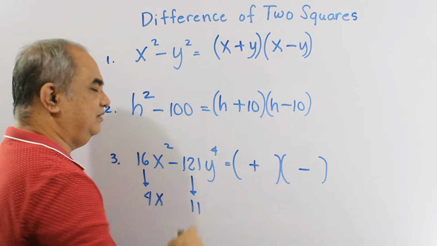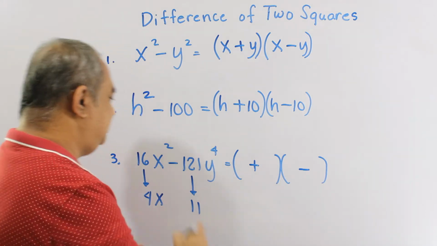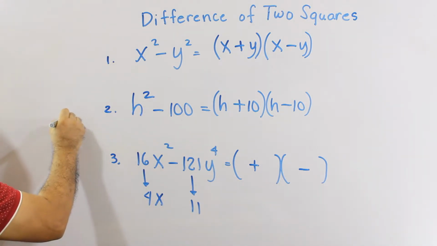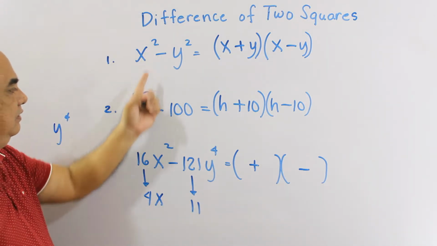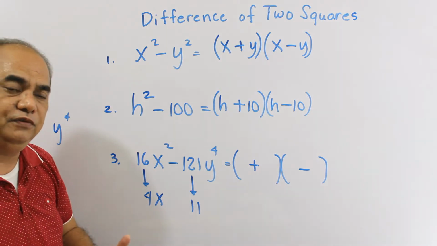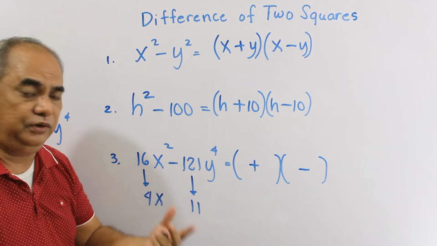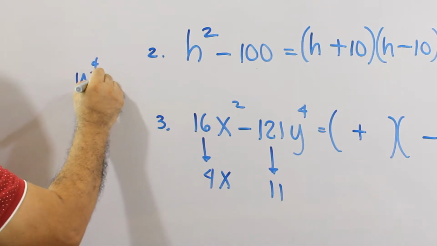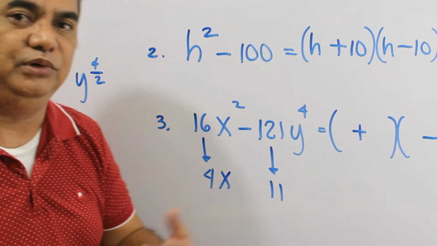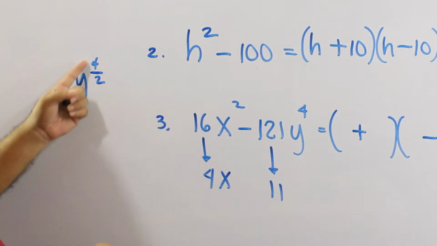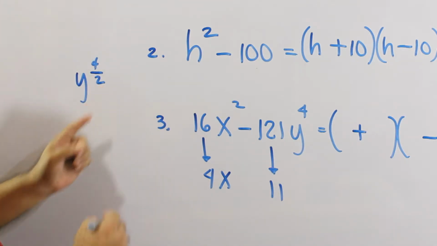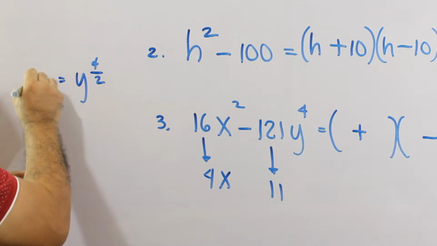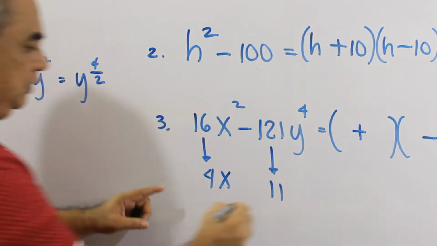And here, how are we going to handle this? Just imagine y to the fourth, as I said earlier, here and here. In order for us to get the factored form or the square root of y to the fourth, we simply have to divide the exponent always by the number 2. So when we have y to the 4 over 2 as your exponent, this will give us a value of y squared. And this is what we're going to write here.